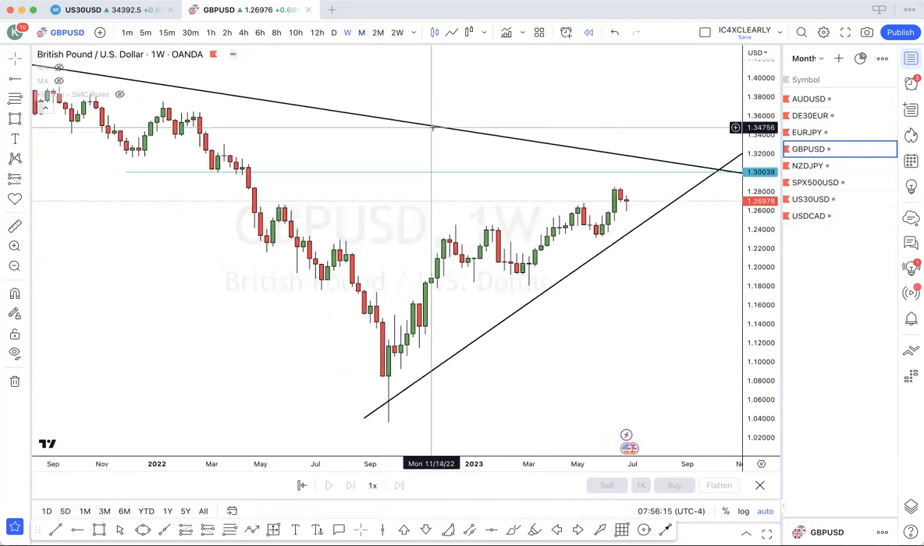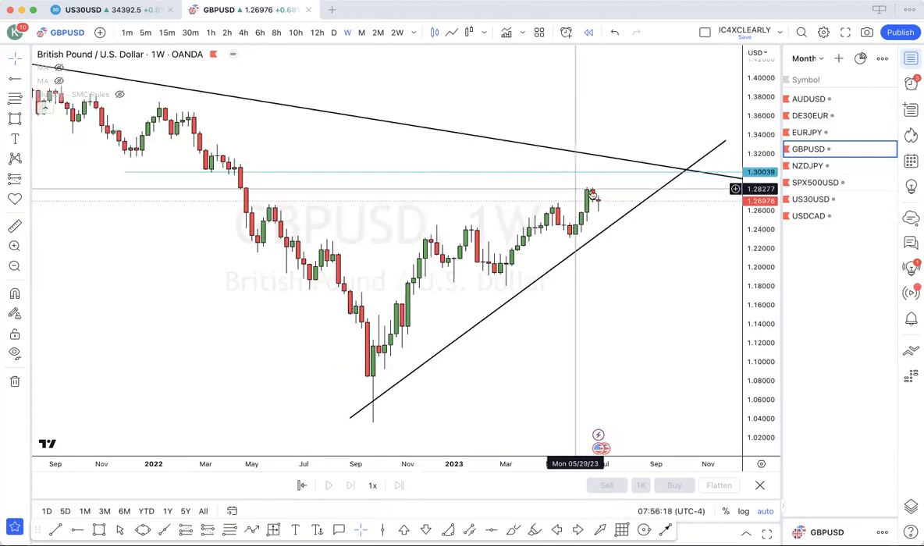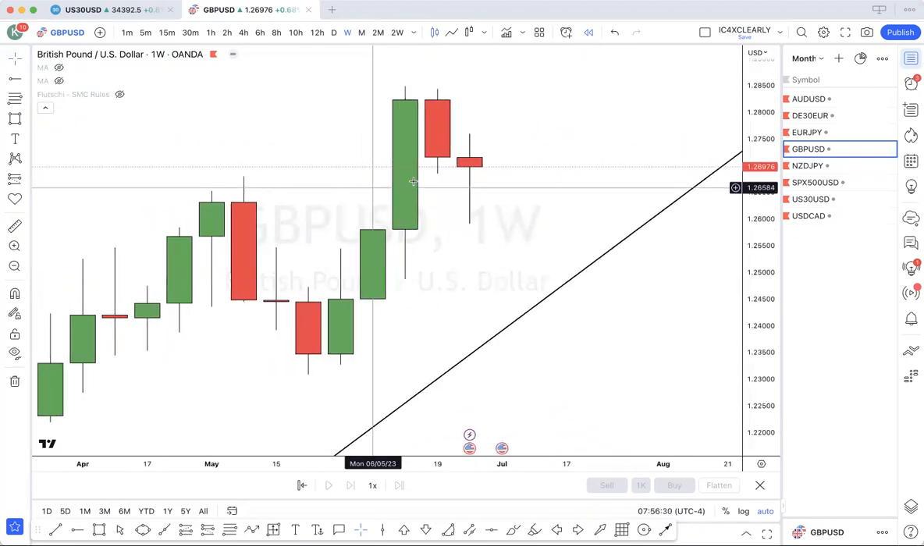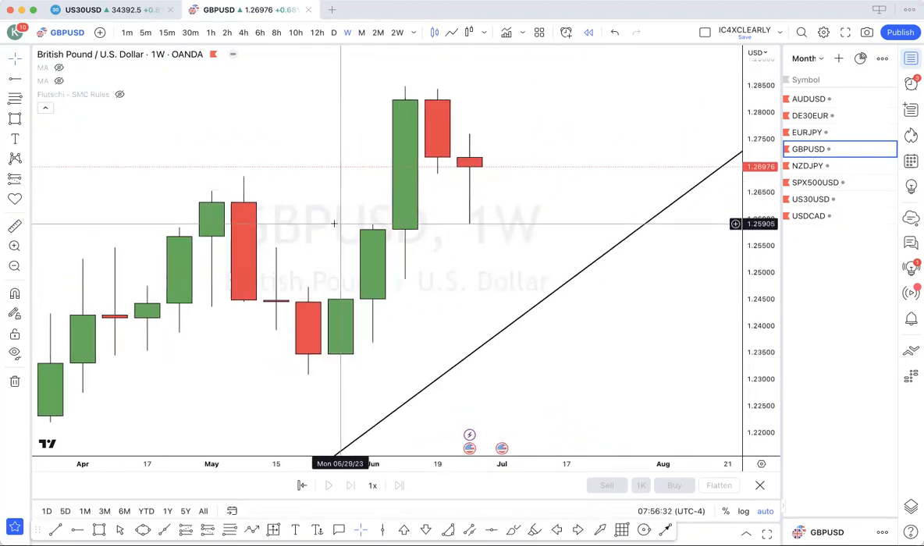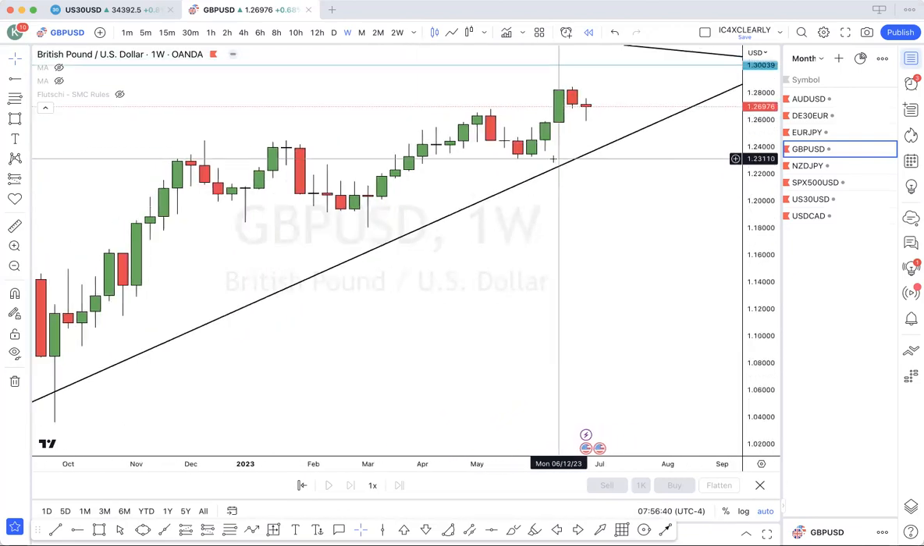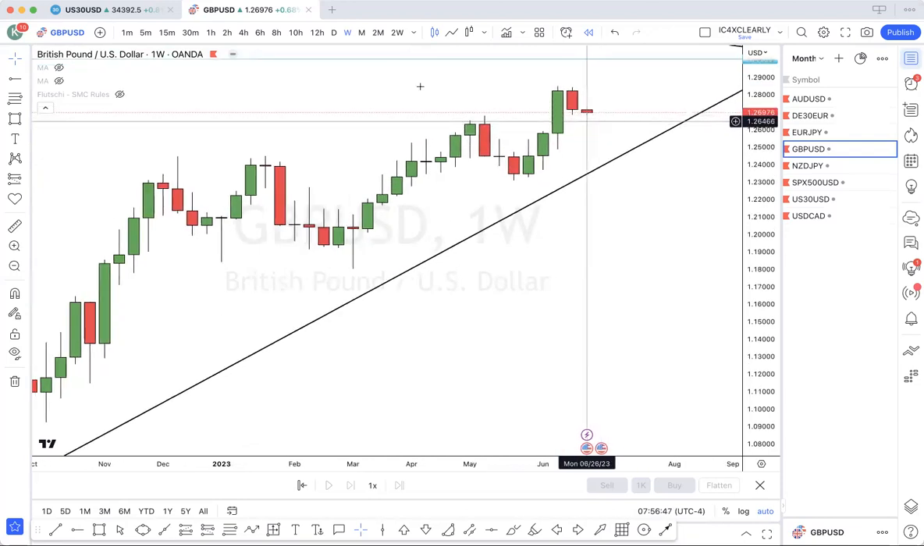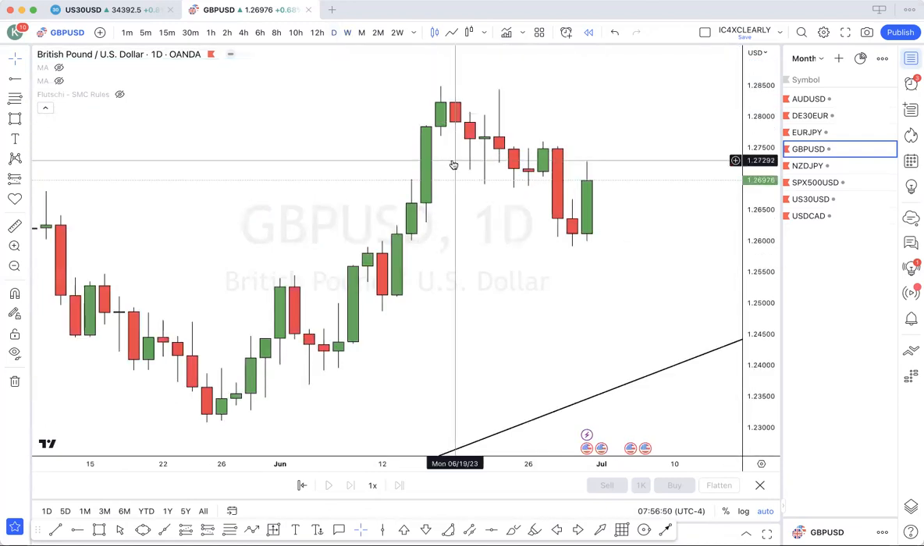Let's go down to the weekly. Price has pulled back. It's looking like it might pull back a little more to clear this imbalance. It didn't quite clear the imbalance. I think there's like a little tiny imbalance left. So price could pull back a little more for the week. So let's go down to the daily.